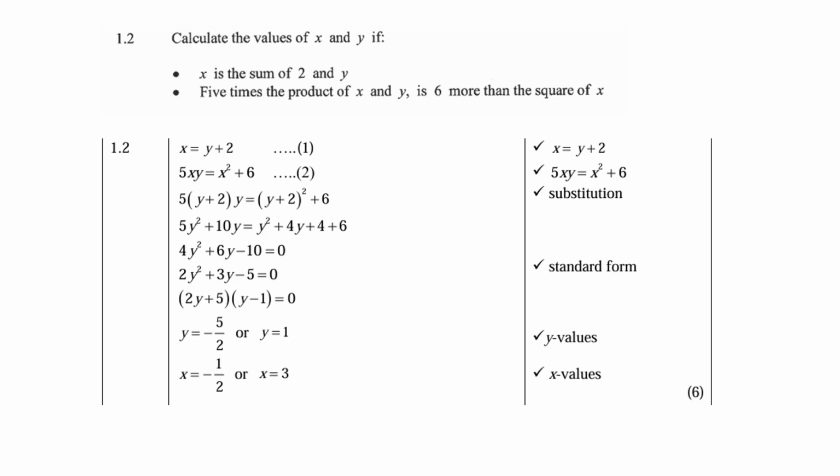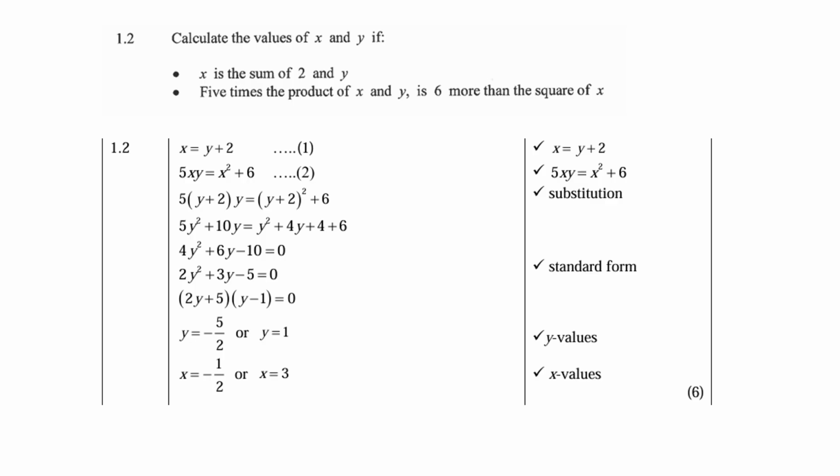Question 1.2. Calculate the values of x and y if x is the sum of 2 and y. So let's do that first one first. X is the sum of 2 and y, so therefore x equals y plus 2, call it equation 1. The second bullet, 5 times the product of x and y. So that means 5xy, isn't it? Is 6 more than the square of x? So there you are. 5xy equals x squared plus 6.